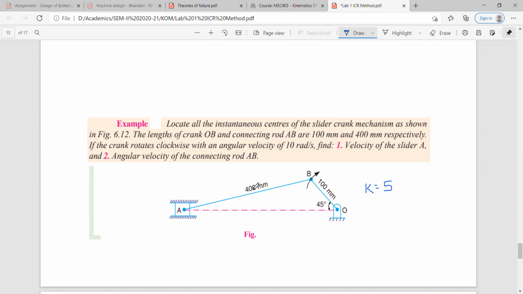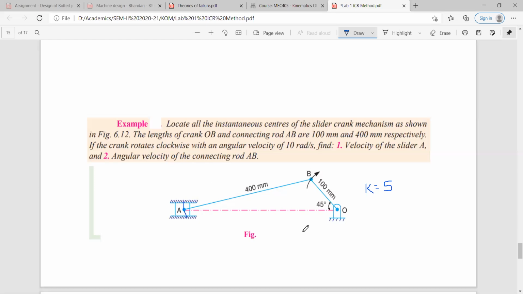Okay. Now, how to draw it? First, you draw the horizontal line, mark a point O over it, then take 45 degree, draw OB, and then at point B, you take the 80 mm in compass, put the compass at B and cut the compass. So where this arc will cut on the horizontal line, that point will be your point A, and there you can show the slider.